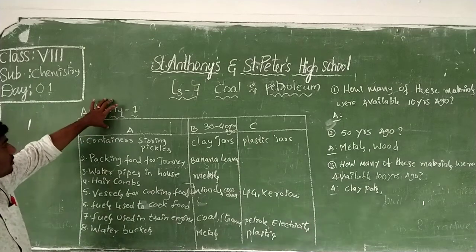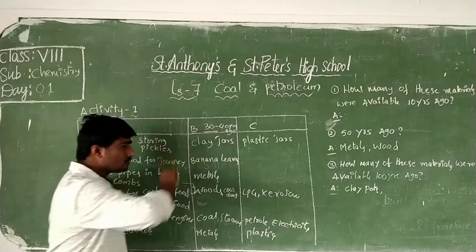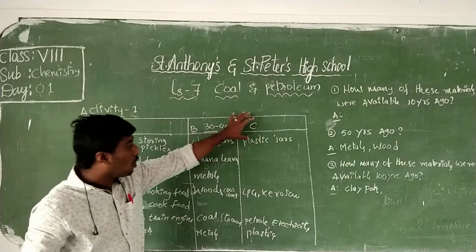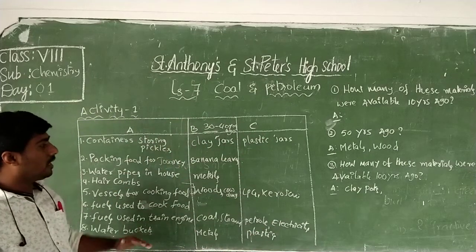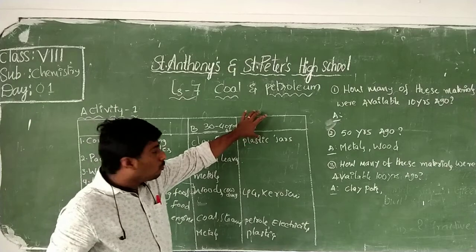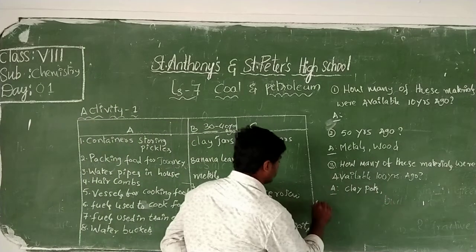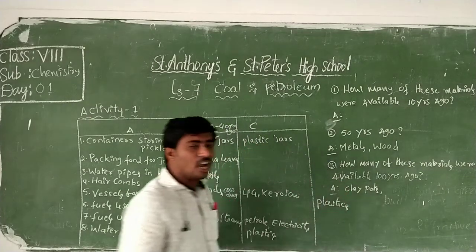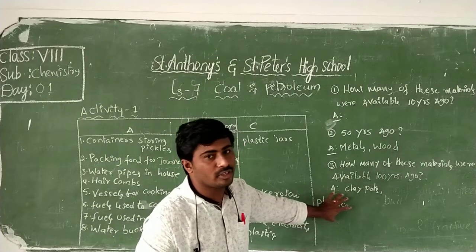So from this activity we learn what articles were used 30 to 40 years ago and what articles we are using nowadays. From this activity we learn that most of the items are made of plastic. Nowadays we are using plastics. Does the grandfather know about plastic? We simply say that he doesn't know about plastic.